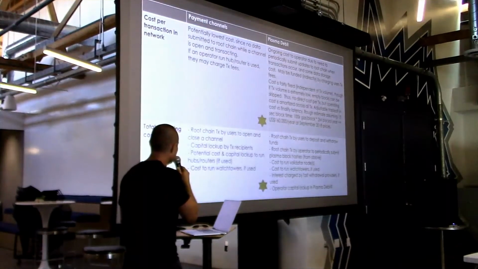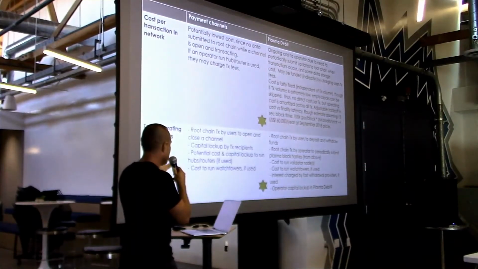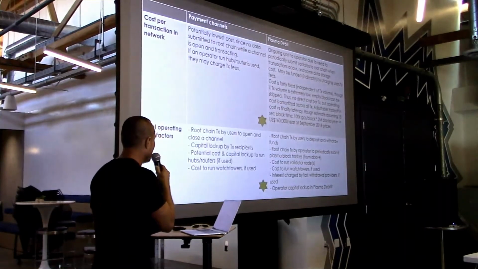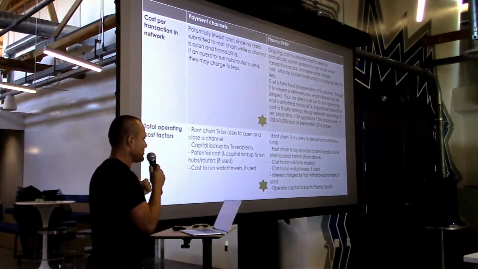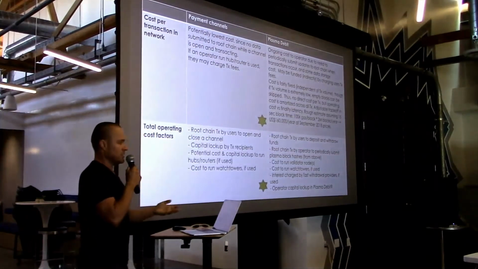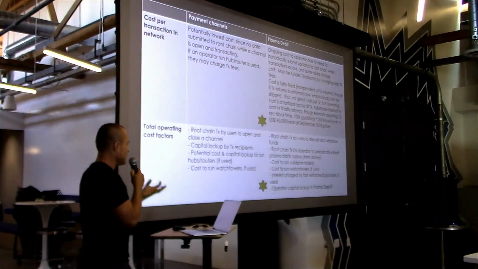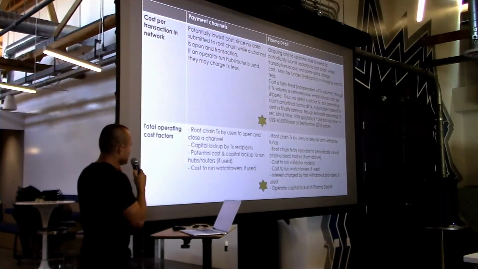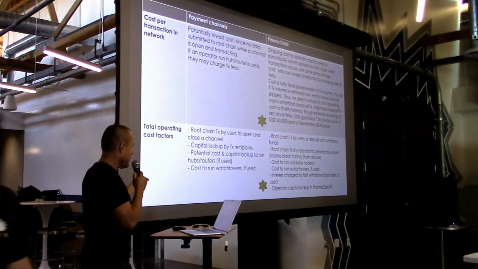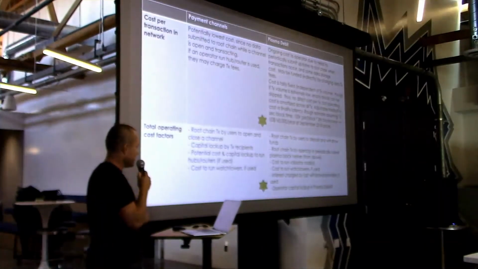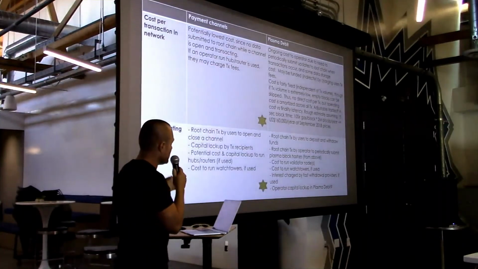Total operating cost for a payment channel network is essentially the routing transactions by users to open and close channels, and capital lockup on transaction recipients. Again, if you want to receive funds, you have to deposit funds in the channel. It's capital lockup, so it's going to cost you money for that capital. There's also the potential cost of capital lockup to run the hubs, if you're using hubs, and also watchtowers.